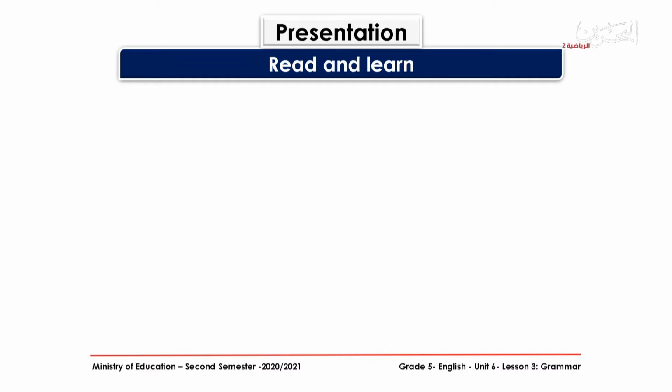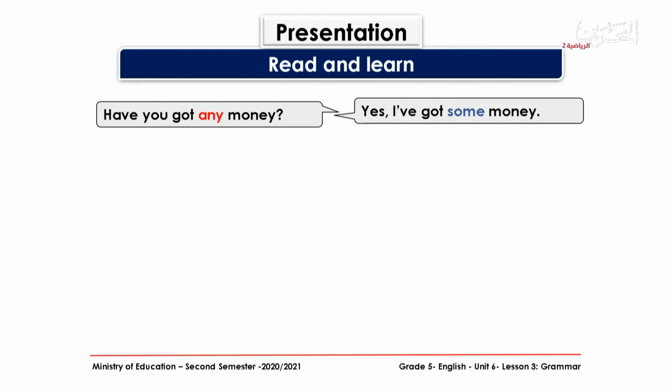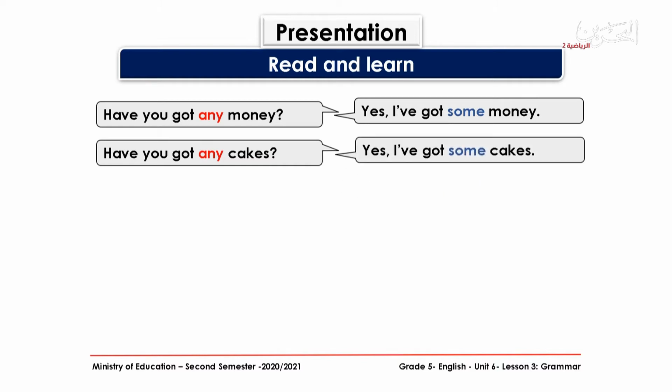Let's read these examples together. Have you got any money? The answer is yes, I've got some money. Another question, have you got any cakes? The answer is yes, I've got some cakes.